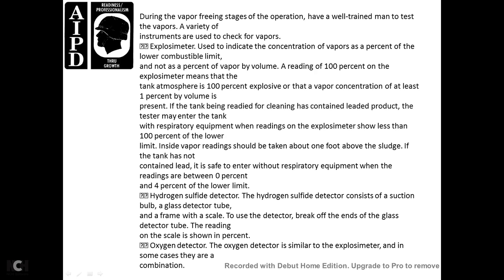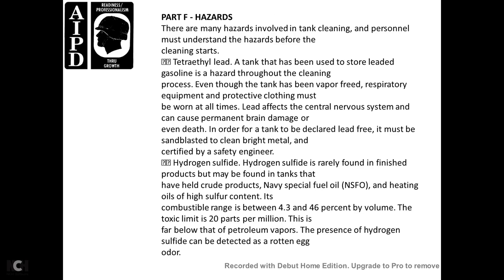If the tank does not contain lead, it is safe to enter with respiratory equipment when the readings are between 0% and 4% of the lower limit. Hydrogen sulfide detector: it consists of a suction bulb with a glass tube detector and a frame with a scale. To use the detector, break off the ends of the glass detector tube. The reading on the scale is shown as a percent. The oxygen detector is similar to the explosive meter. In some cases, they are a combination.